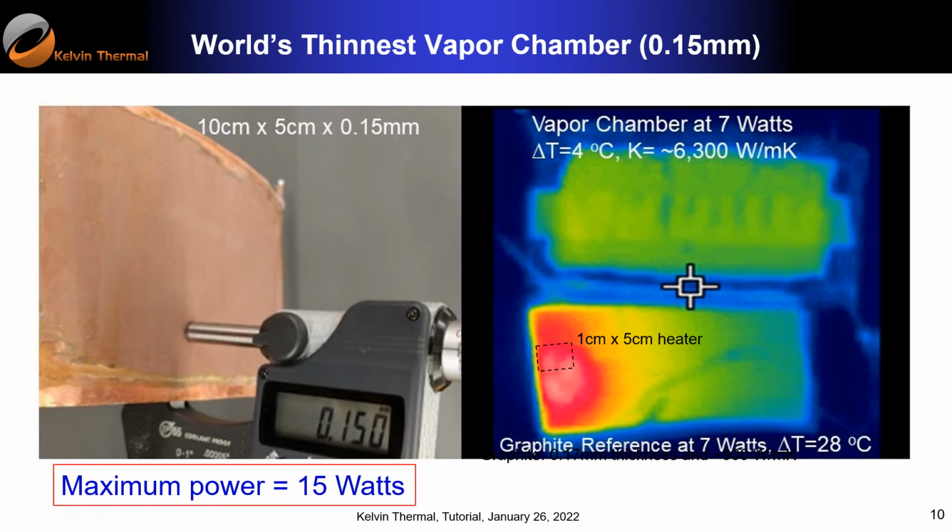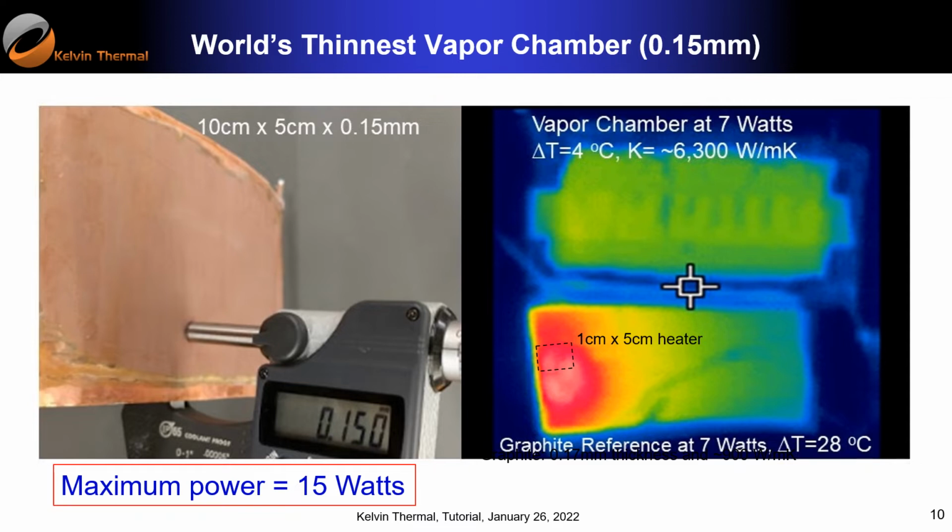Okay, this one is only 150 micron, and you can see the delta T is only 4 degrees C, and the graphite, that's 28 degrees C. Okay, the heater is larger, so it's 1 centimeter by 5 centimeter. All right, so it's one-dimensional, so we can compare. As a result, the effective thermal conductivity is about 6,300. All right, at the 7 watt. All right, in this case, maximum power is 15 watt. All right, okay. So that's why there are a lot of good things in the vapor chamber community.